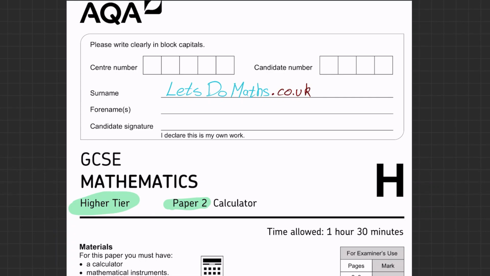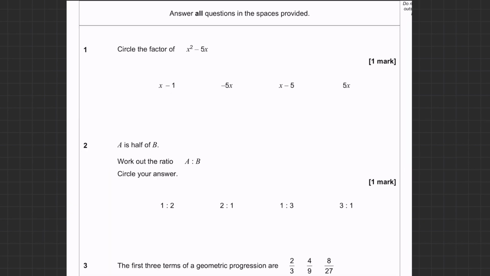The AQA GCSE Maths Higher Tier Paper 2. Let's run through it. Question 1. Circle the factor of x squared minus 5x. Well, we've got a common factor of x, so if we take out x, we're going to be left with x minus 5. So the answer must be x minus 5.